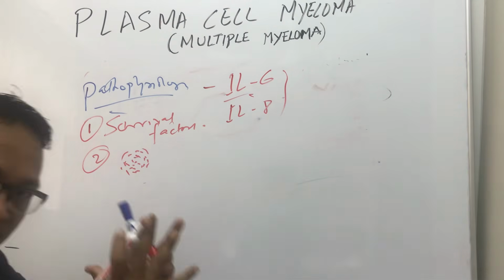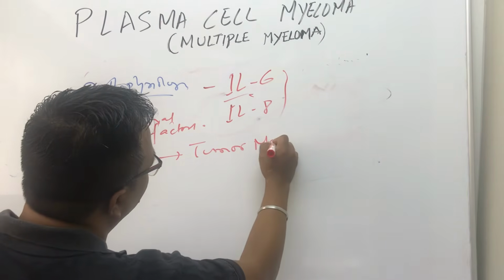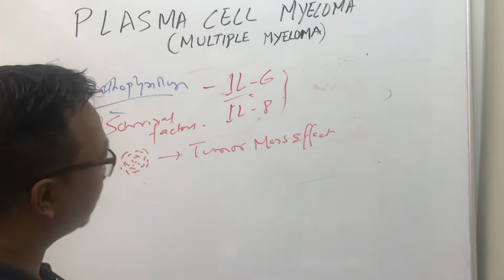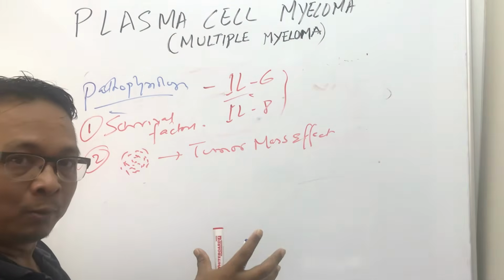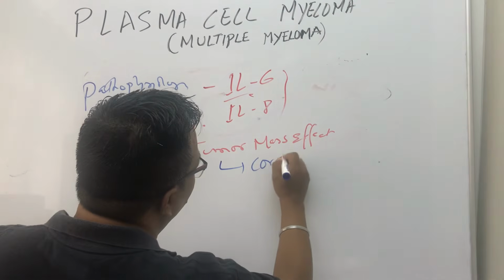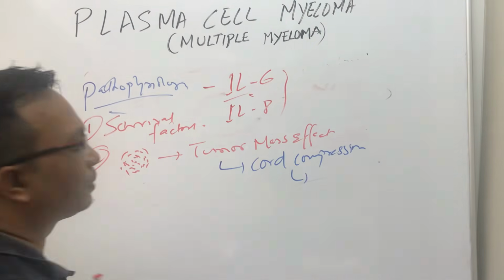Next, we know the tumor cells grow into a tumor. Because of the growing size of the tumor, there will be a tumor mass effect, which can lead to cord compression. When this is growing in the bone marrow, obviously it will compress the spinal cord. So this is because of the cord compression.